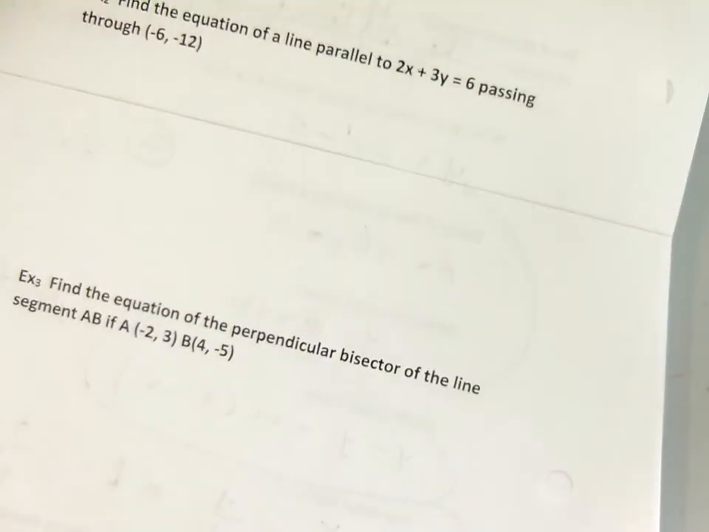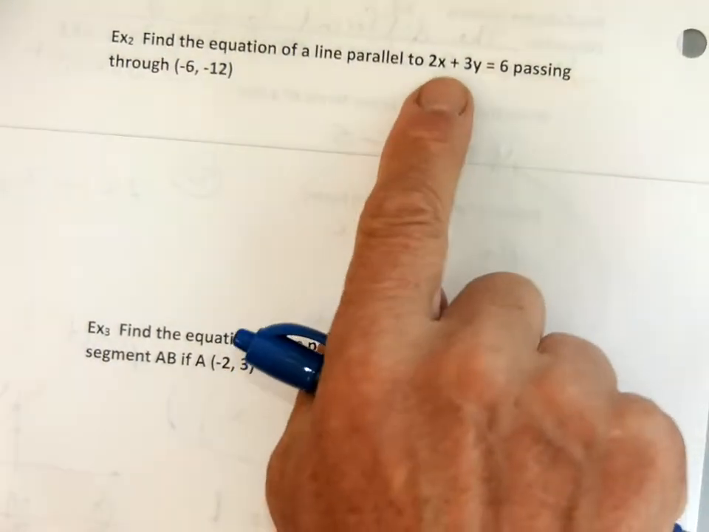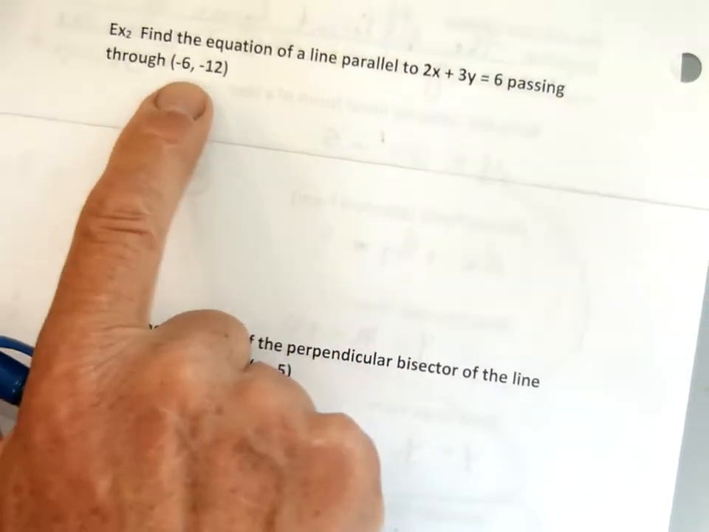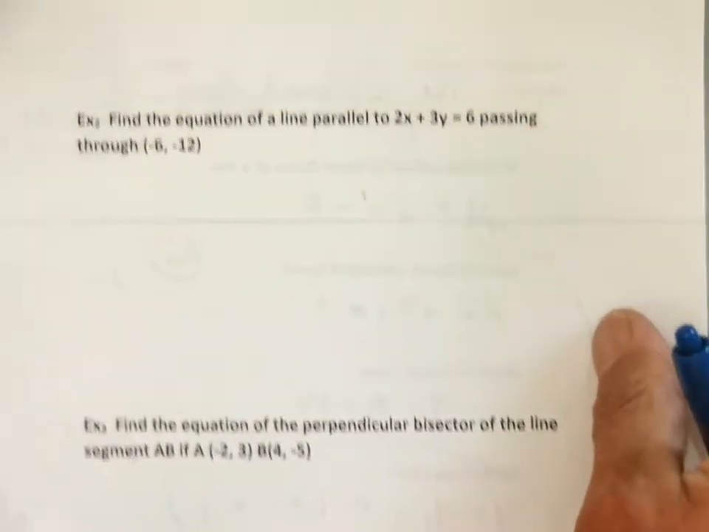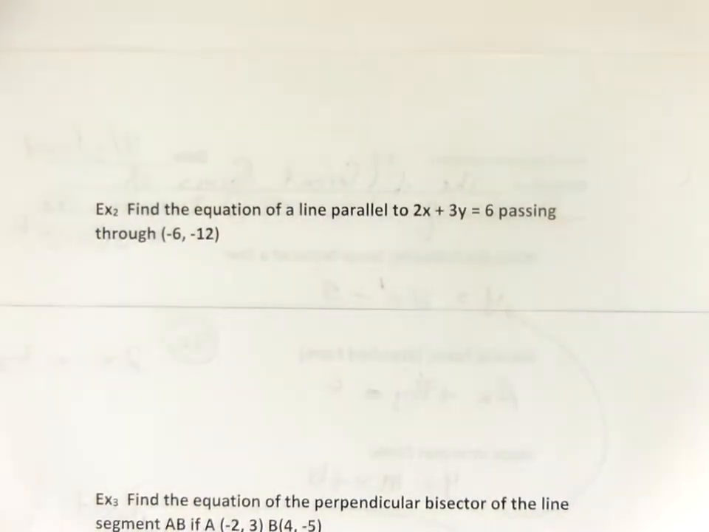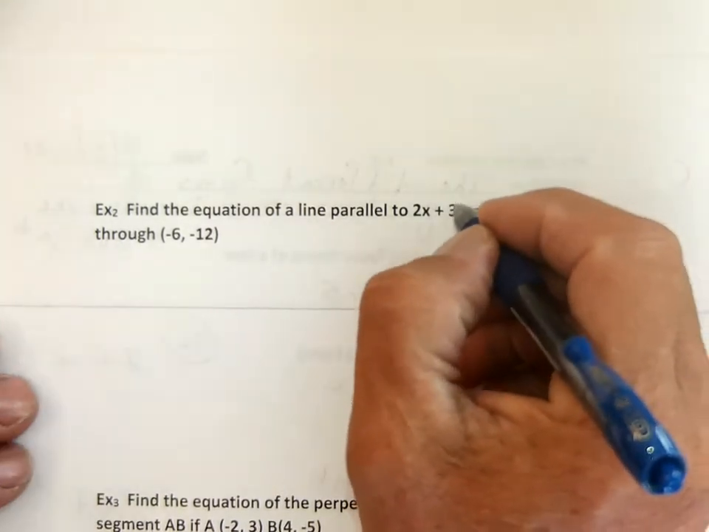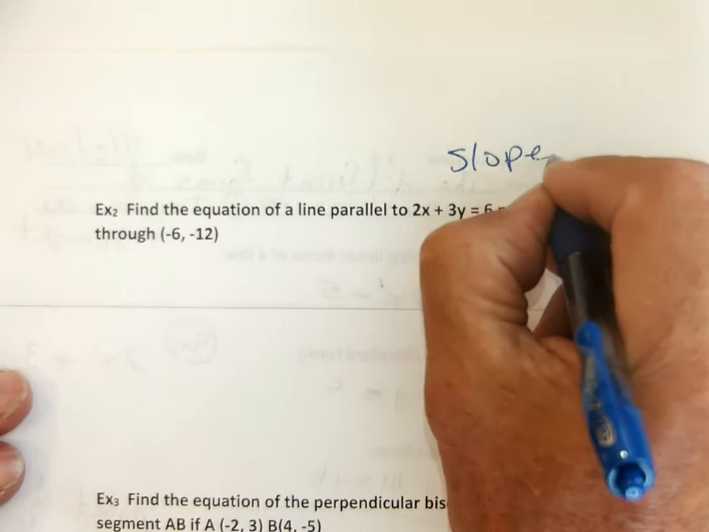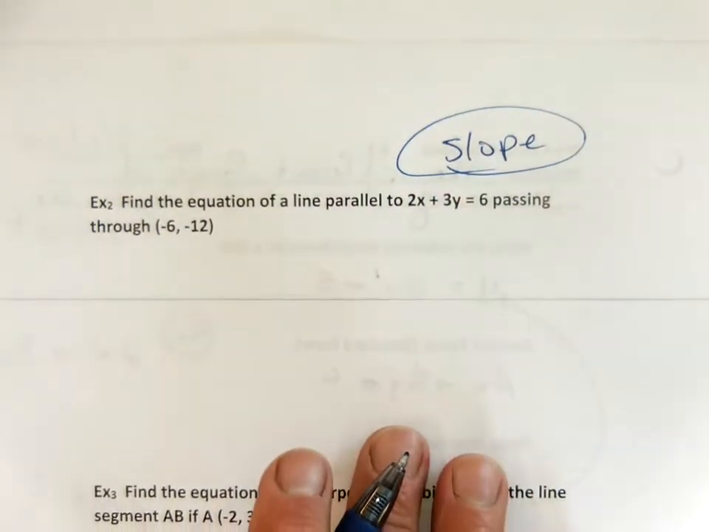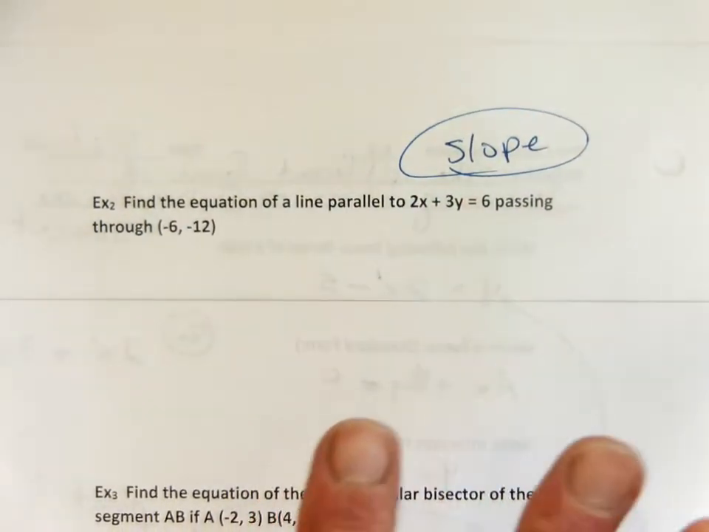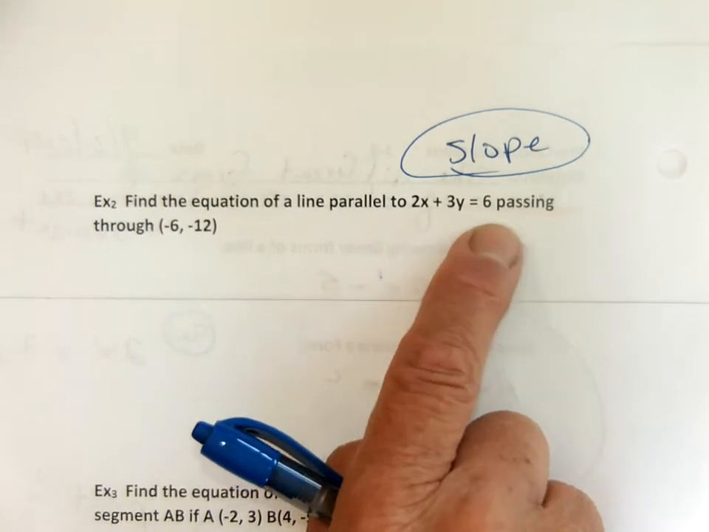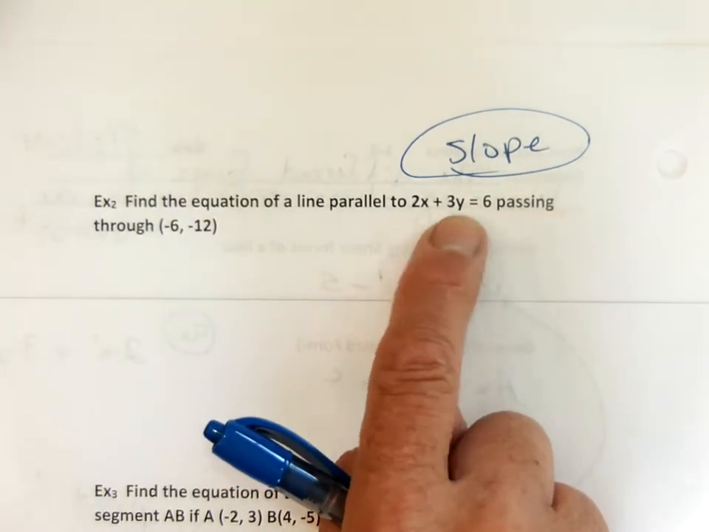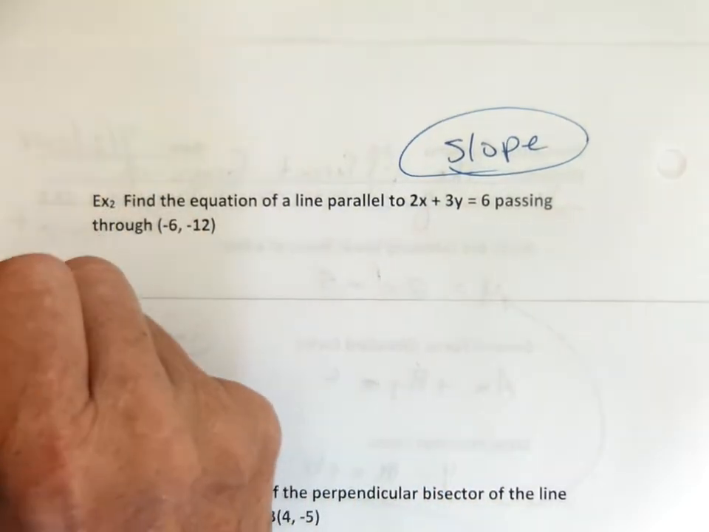Okay, example 2. Find the equation of the line parallel to 2x plus 3y equals 6 passing through the point (-6, 12). Okay, so the first thing I want to do is, I really need to find the slope first. And if I have this 2x plus 3y equals 6, if I solve for y, I can get the slope, right? So let's find the slope.